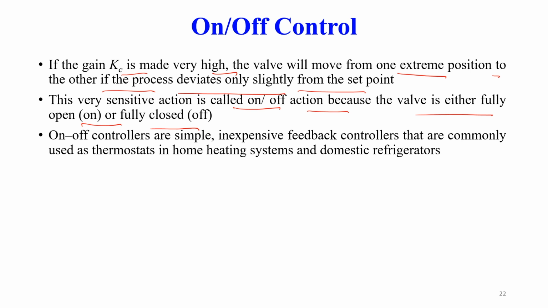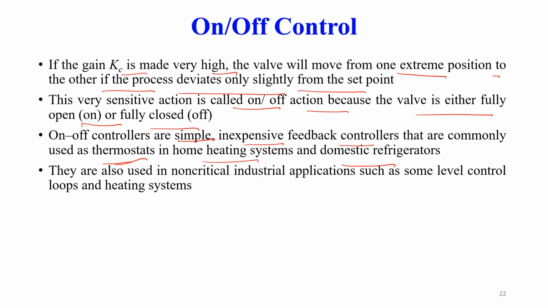And what is the advantage here? On-off controllers are simple, inexpensive feedback controllers that are commonly used, not at large scale, but as thermostats in home heating systems or in domestic refrigerators, because they are relatively inexpensive. They are also used in non-critical industrial applications such as some level control loops and heating systems.